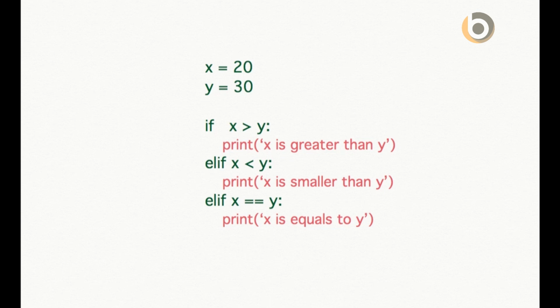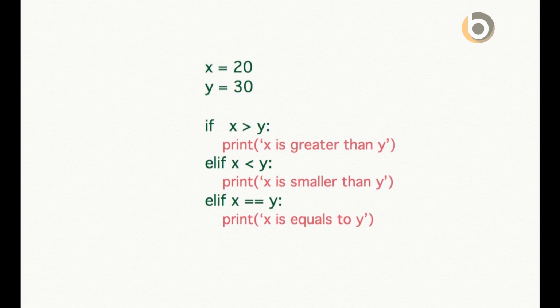As you can see in this example, where we have two variables x and y, and we want to check whether x is greater than y, or it is less than y, or it is equals to y. So to achieve this, we will use elif command. In the first condition, we are checking whether x is greater than y by using if keyword. Then next, instead of using else, we are using elif, which checks whether x is less than y. And in the third condition, we are again using elif to check whether x is equals to y. We can use elif as many times as we want.